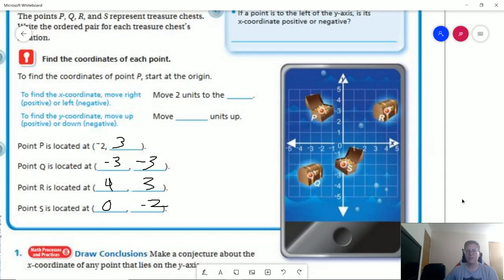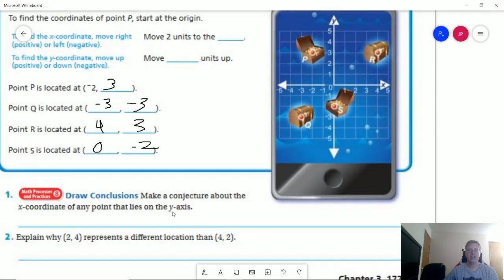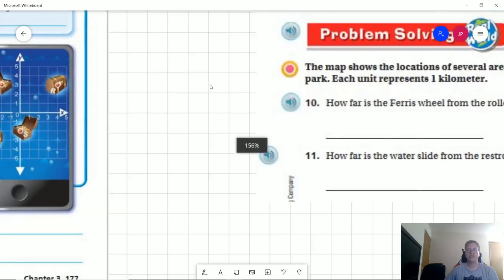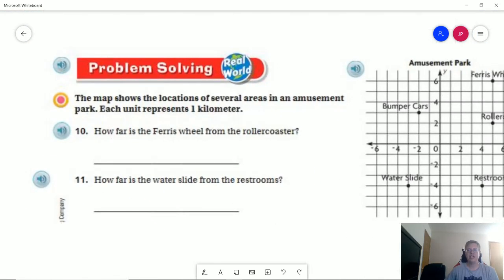One of the questions at the bottom asks you to make a conjecture or a guess about the x-coordinate of any point that lies on the y-axis. So if our x value is staying on this line, it's going to be 0. We can also have a y value of 0 by never leaving the x-axis. So some of the questions that we'll ask you about are a little bit tricky and have to do with ideas related to that.